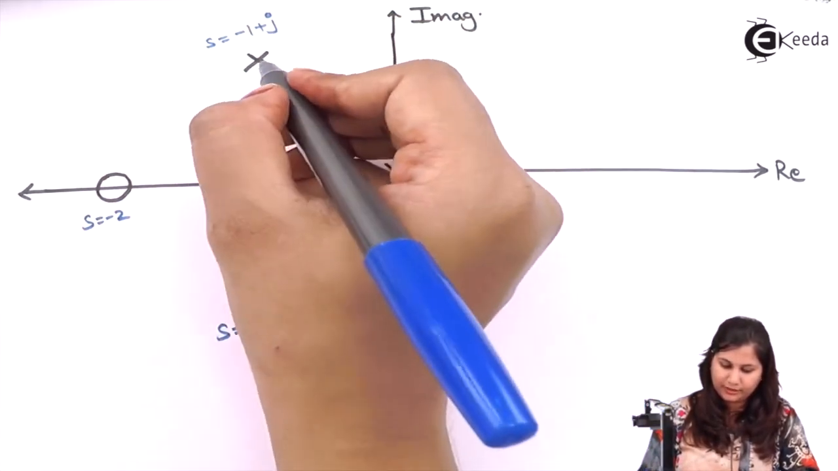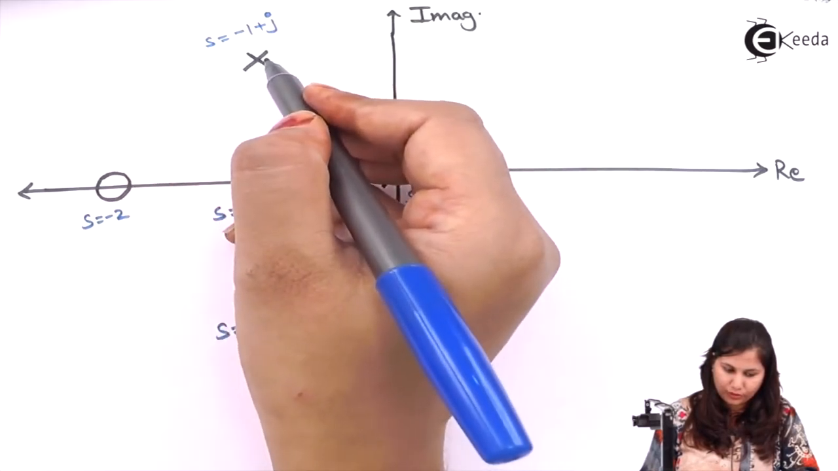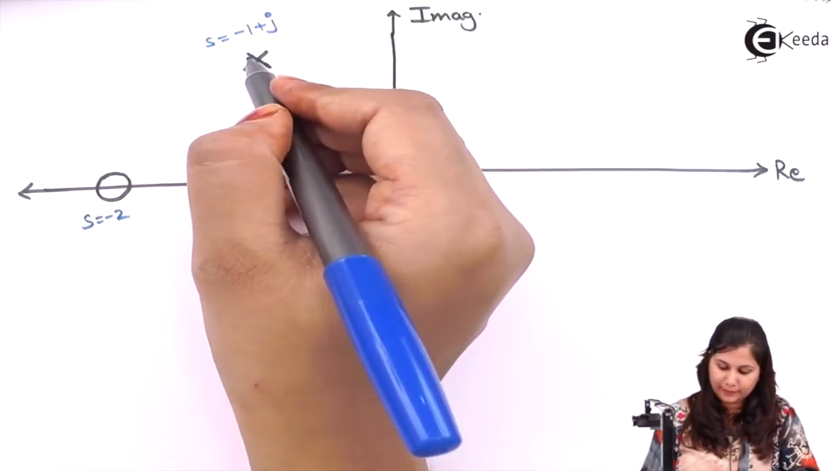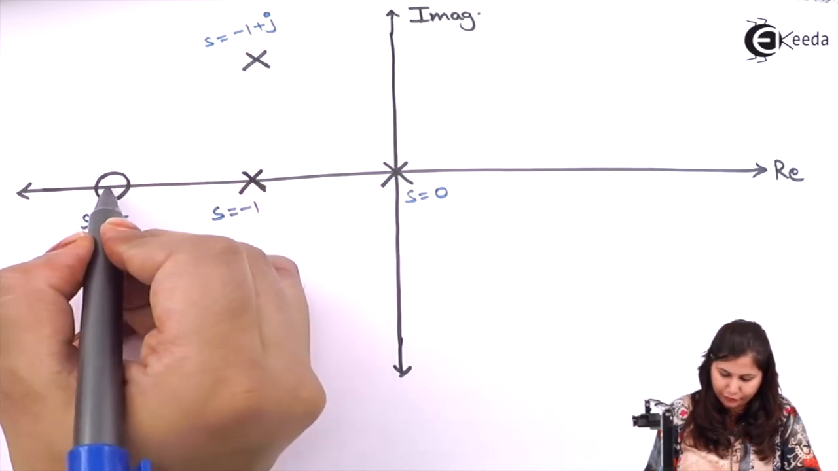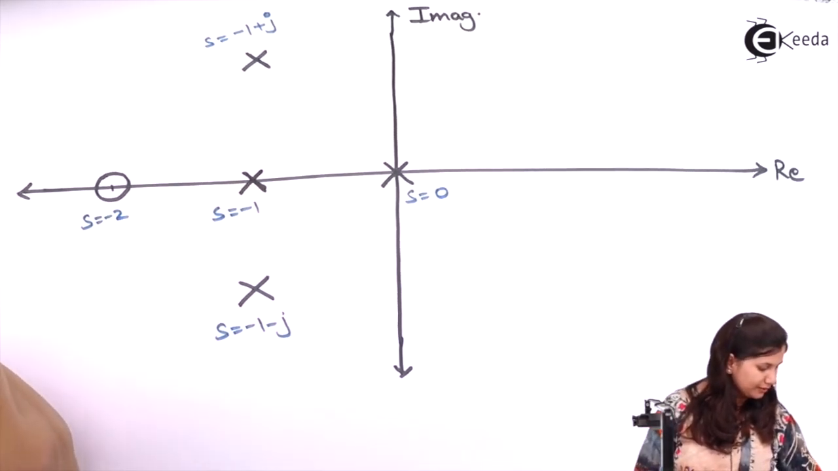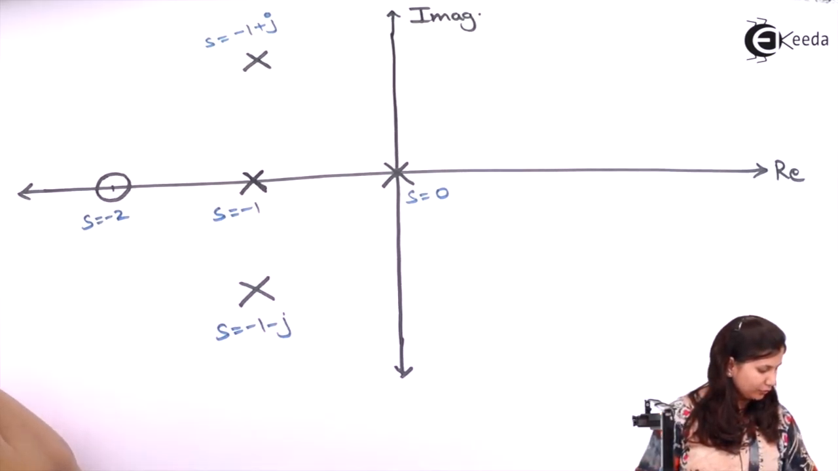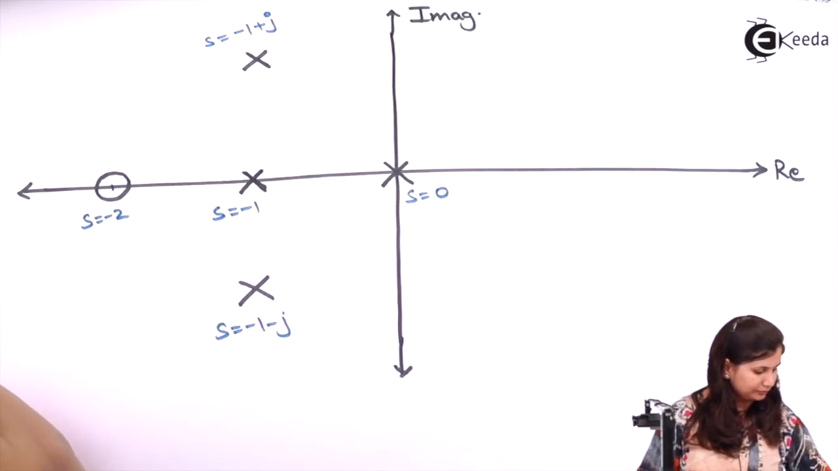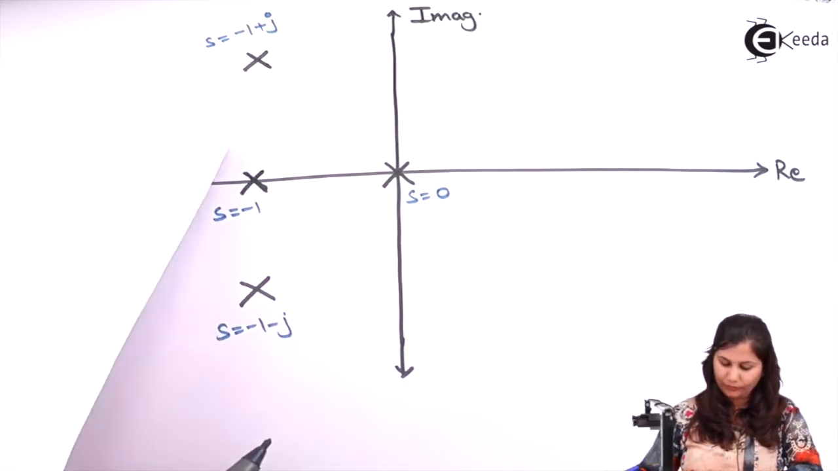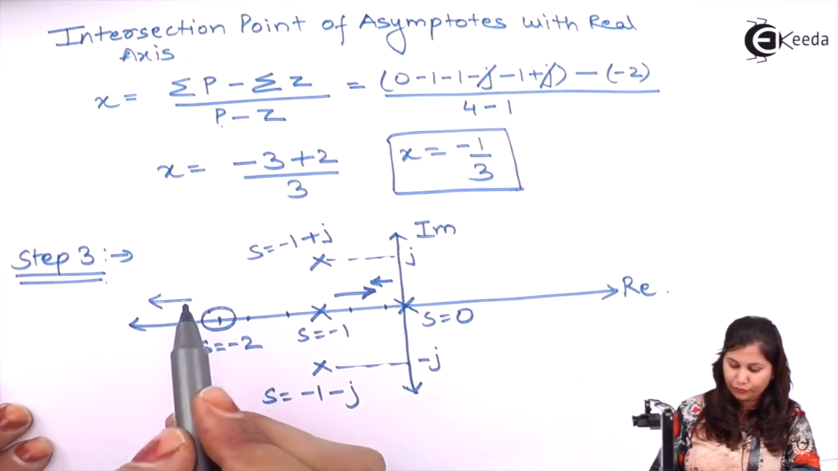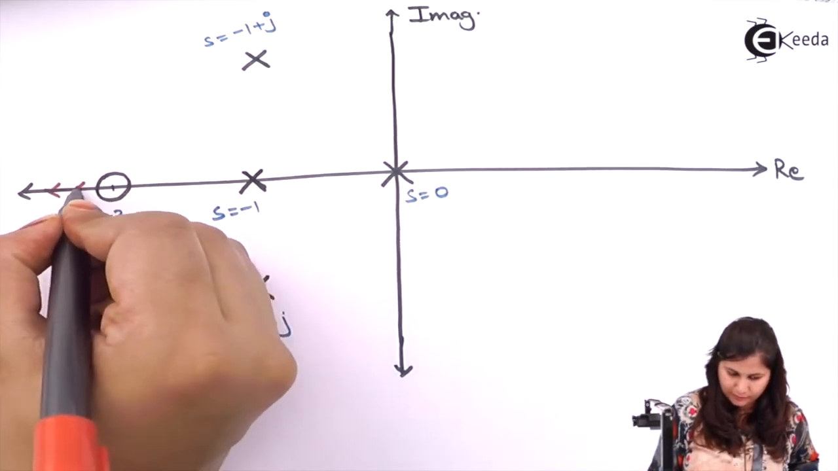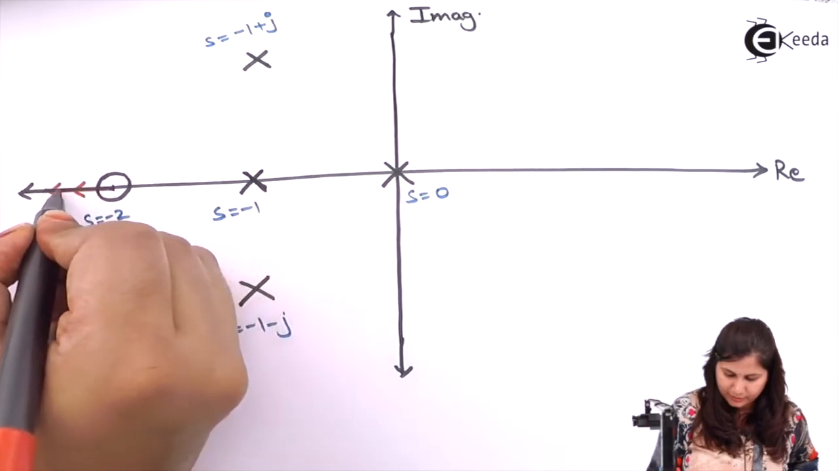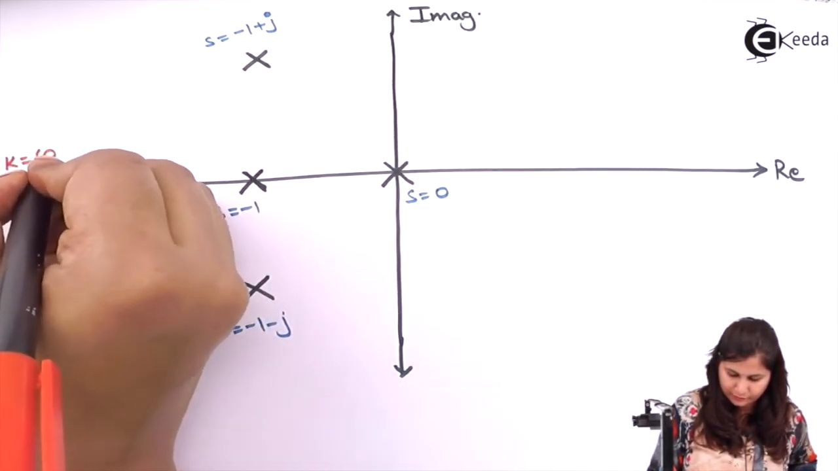Now for this pole, the direction of the root locus will be starting from this pole and terminating towards k equals to infinity. And for this 0, we have obtained the directions earlier also. For this 0, we had the direction of root locus towards infinity. So here we have one branch terminating towards k equals to infinity.